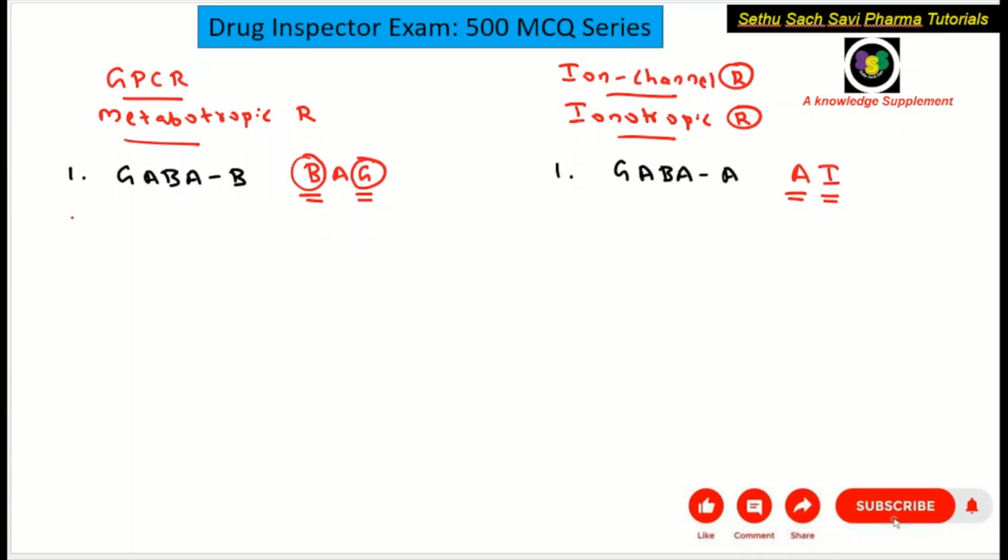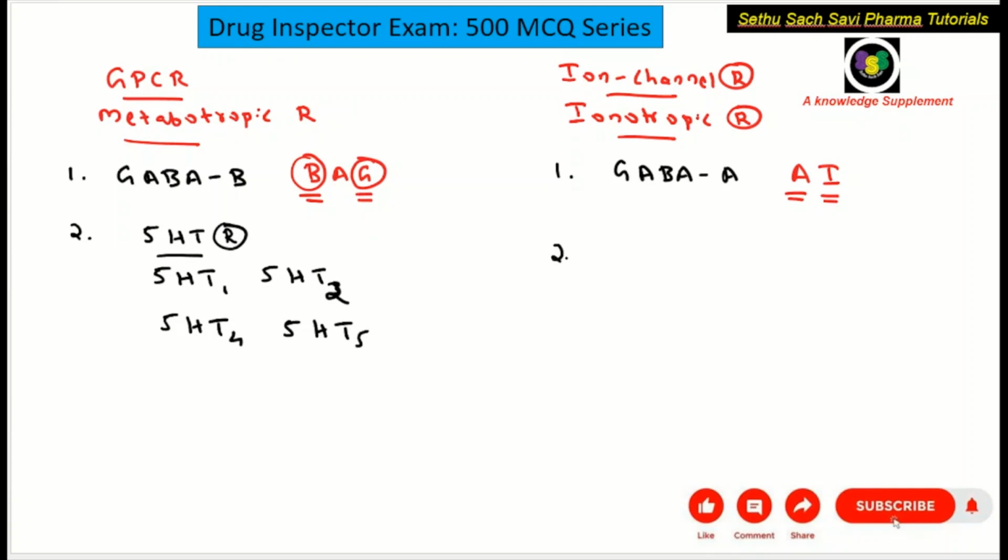Now the serotonin receptors, like 5-HT receptors, are mainly GPCR receptors. 5-HT receptors like 5-HT1, 5-HT2, 5-HT4, 5-HT5 are all G protein coupled receptors, whereas the 5-HT3 receptor is an ion channel receptor. 5-HT1, 5-HT2, 5-HT4, 5-HT5 are GPCR, whereas 5-HT3 is an ion channel receptor.